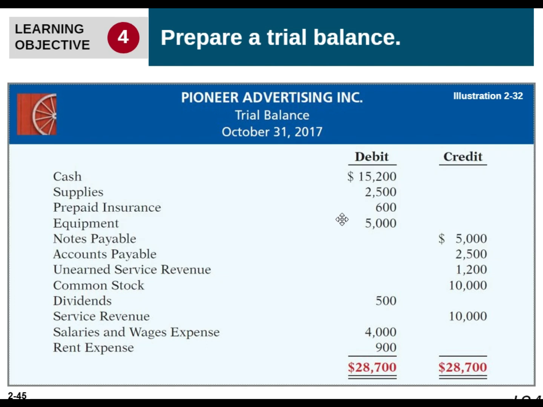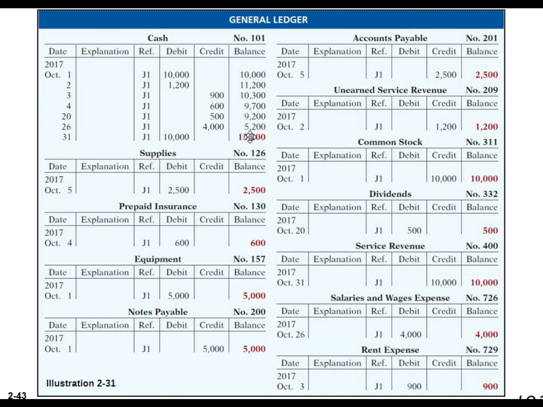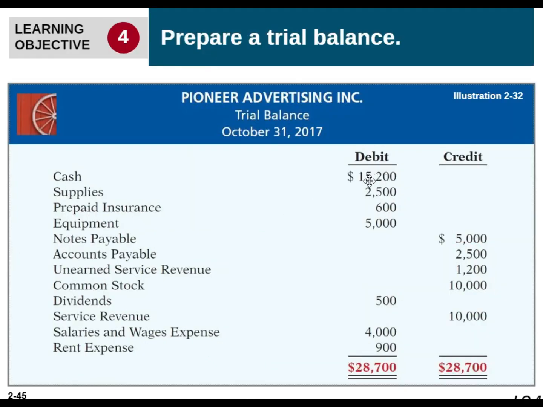Okay, we'll see. So here cash is listed. It has a debit balance on the ledger, an ending debit balance of 15,200. So we transfer here on the debit side 15,200. Now you've got to be aware of the normal balances of these accounts, right?